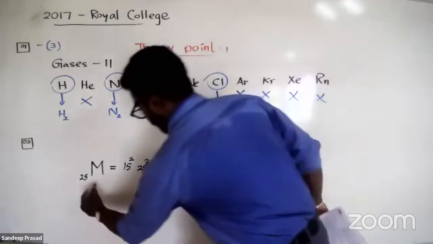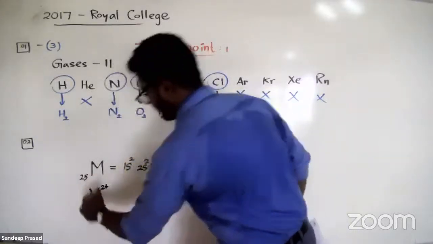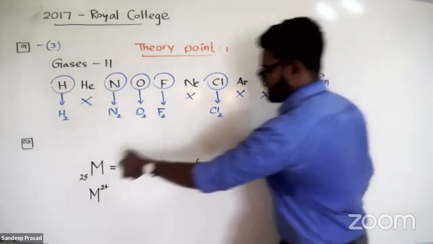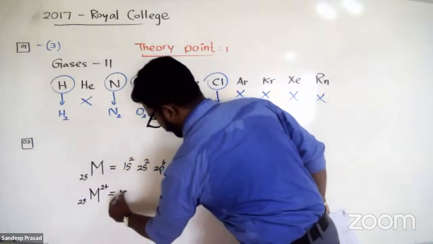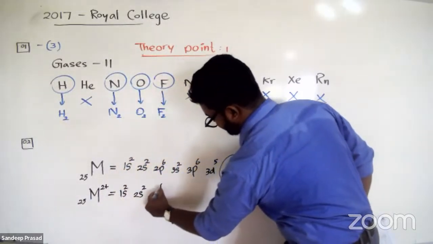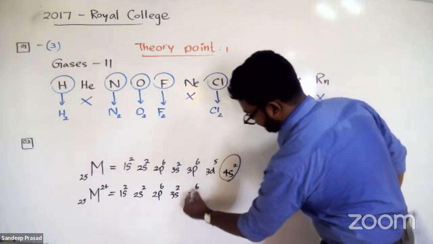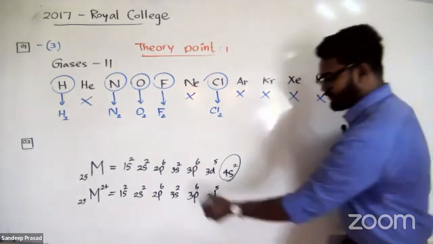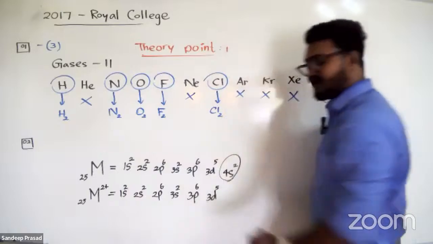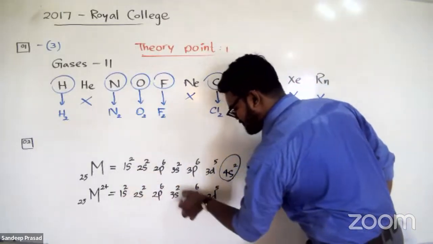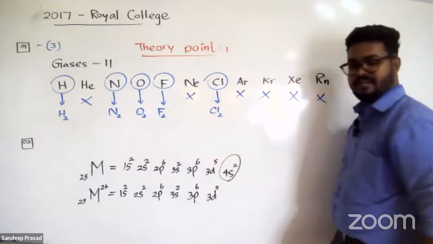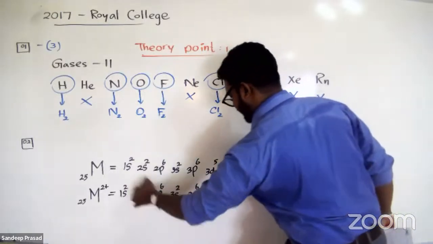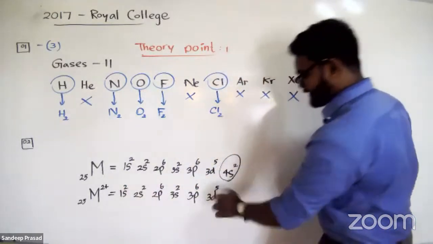And they're asking how many unpaired electrons in M2 plus cation. So M2 plus cation means after removal of these two electrons, we can form M2 plus cation. So 1s2, 2s2, 2p6, 3s2, 3p6, 3d5. So this is the electron configuration for the M2 plus cation, right? So we know that these electrons are paired electrons. All the sub-energy levels are completely filled except the 3d sub-energy level, right? 1s, 2s, 2p, 3s, 3p are filled with electrons except 3d.